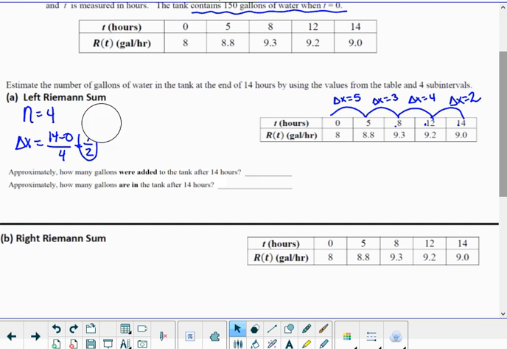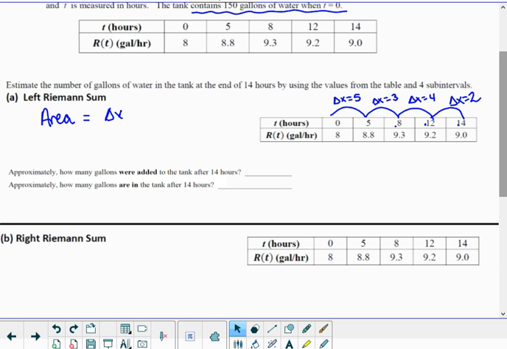Next thing, let me get some room, and I'm going to show my sum, or my area. Okay, so I need to take delta x times r of t, right? That's really what I'm doing, width times height. And then I'm going to add the different ones. So I'm going to take a delta x of 5, and I am left-hand based. So I won't be using the far right one.